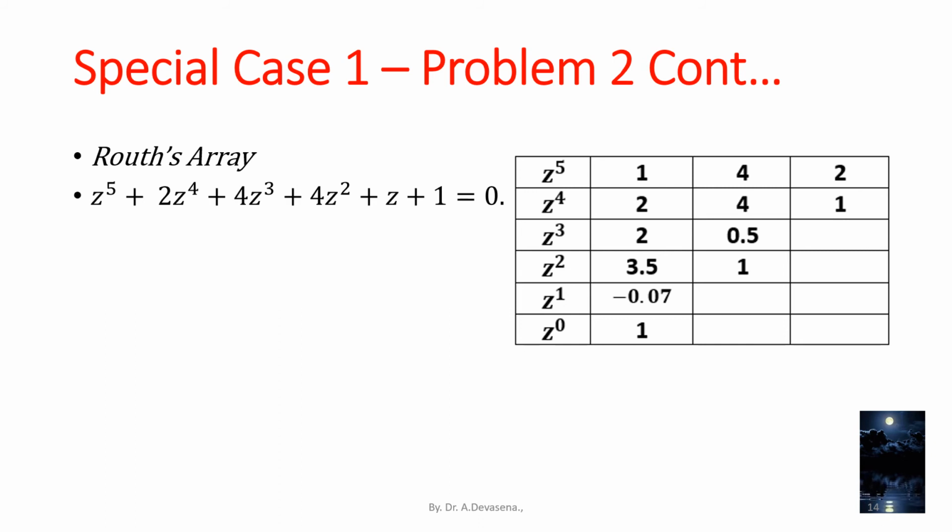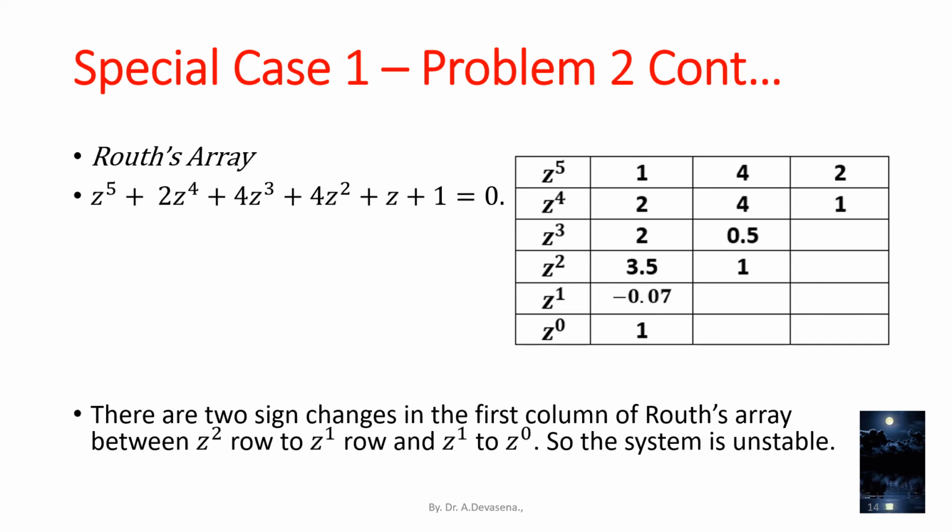Z^3 row is calculated with the help of z^5 row and z^4 row. Z^3 row is 2 and 0.5. Z^2 row is having the values 3.5 and 1. It is constructed with the help of z^4 row and z^3 row. Z^1 row comprises of minus 0.07. It is calculated with the help of z^3 row and z^2 row. Z^0 row is having the value of 1. It is constructed with the help of z^2 row and z^1 row.